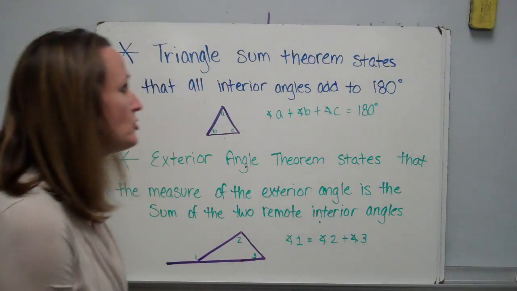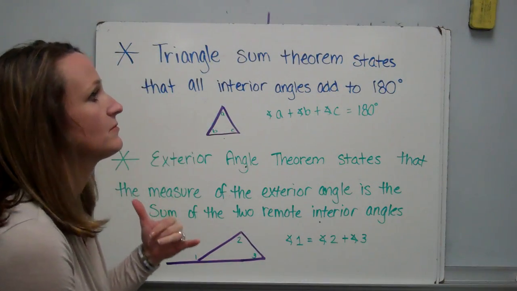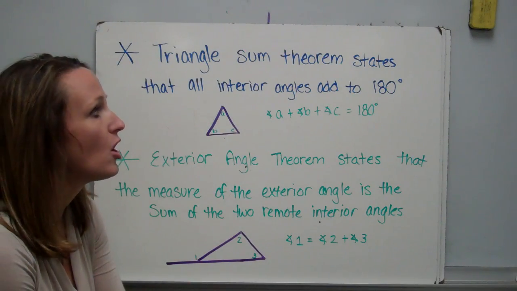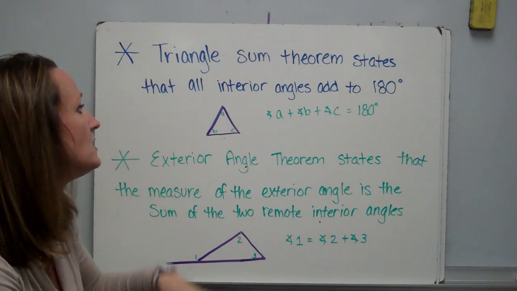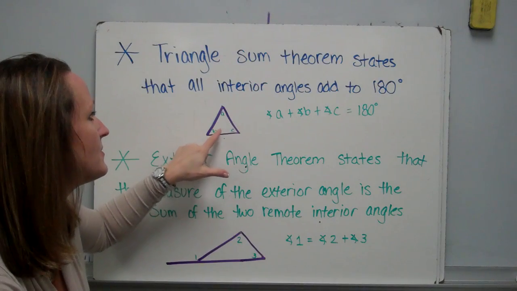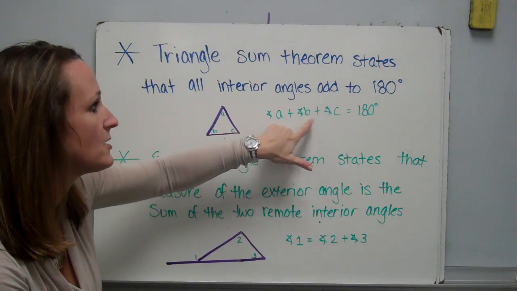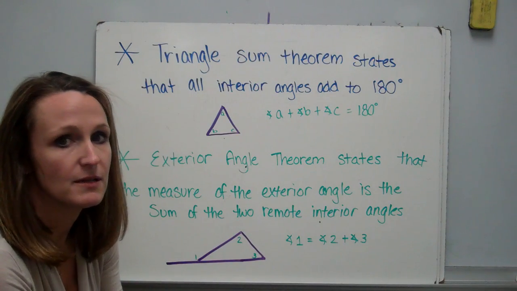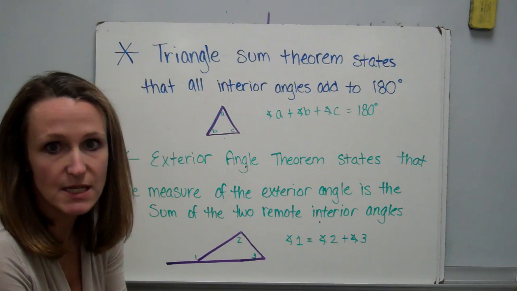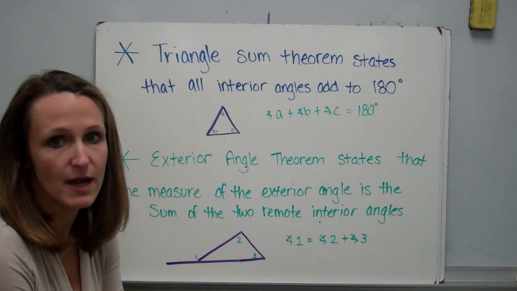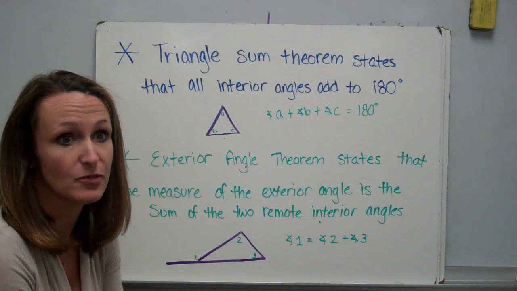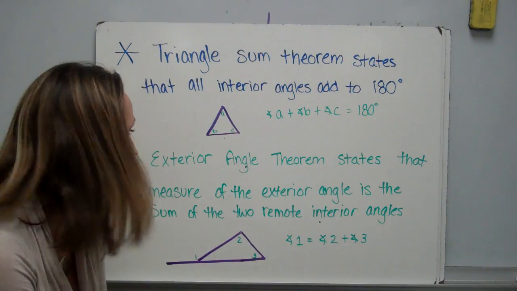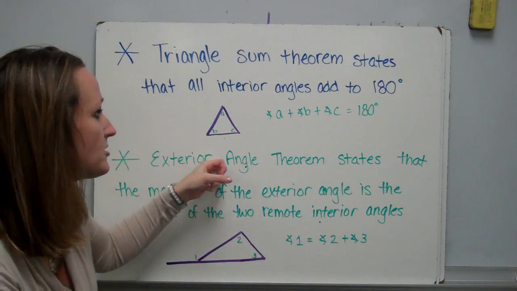So here's two theorems that you need to know. Here's what they say. The triangle sum theorem simply states that all interior angles add up to 180. So if we have a triangle with angles A, B, C, angle A plus angle B plus angle C add to equal 180. Doesn't matter what type of triangle it is or what it looks like, they're going to add up to equal 180, because if it's got 3 sides and we call it a triangle, the interior angles add to equal 180. Then there's the exterior angle theorem.